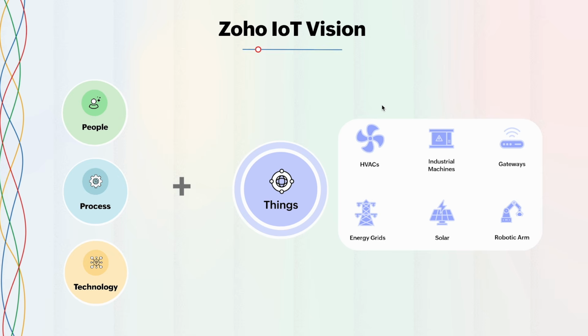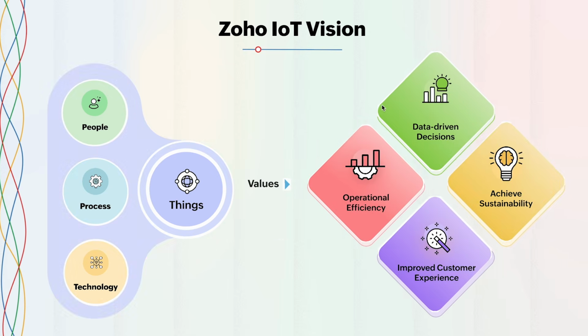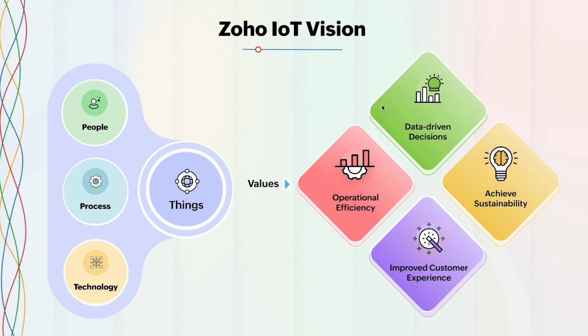The physical world things. It could be something like energy grids, or HVACs, your vehicles, your robotic arms or machines in a manufacturing setup. This puts Zoho into a new realm where we'll be able to bridge the physical world and the digital world, and this all leads to the following advantages.